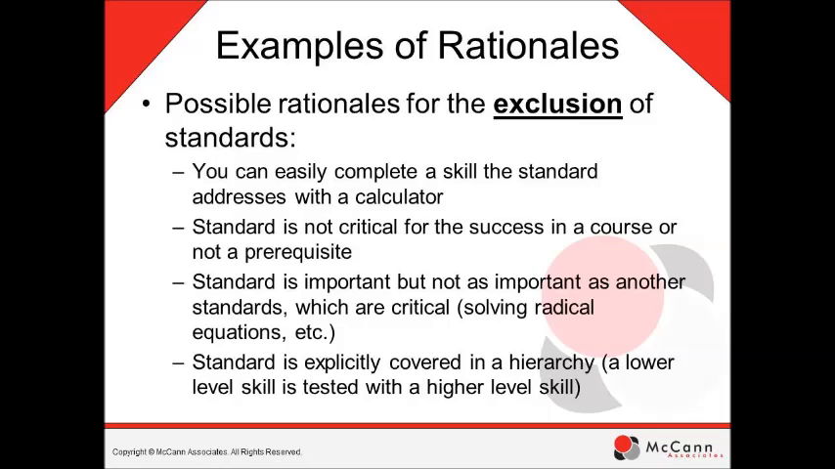There are many different relevant rationales for why standards were selected to be included or were not selected to be included. You will think up a lot of your own rationales as a subject matter expert and an educator. Some examples of possible rationales for the exclusion of standards might be: you can easily complete a skill the standard addresses with a calculator. The standard is not critical for the success in a course or is not a course prerequisite. The standard is important but not as important as another standard, solving radical equations, etc. Or the standard is explicitly covered in an adjacent hierarchy, meaning a lower level skill is tested with a higher level skill.